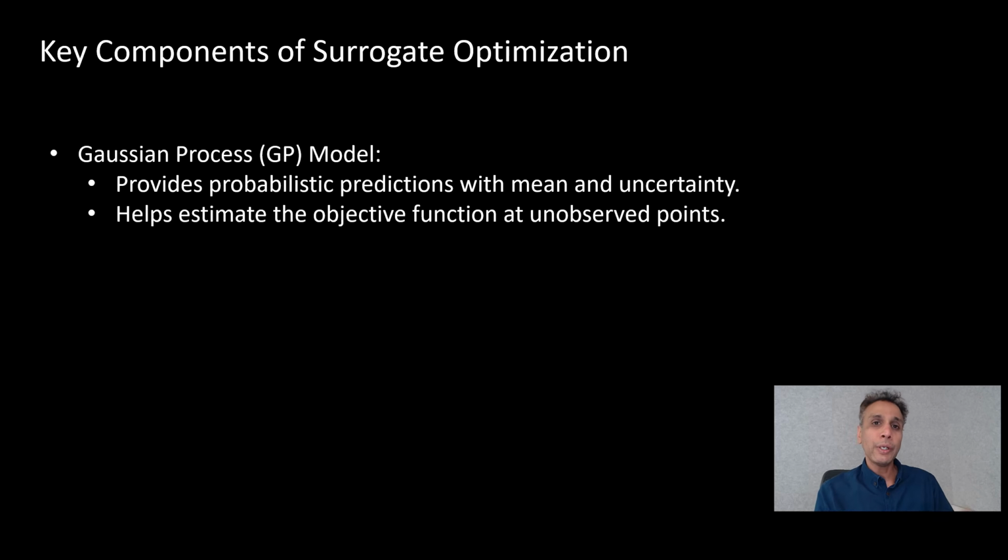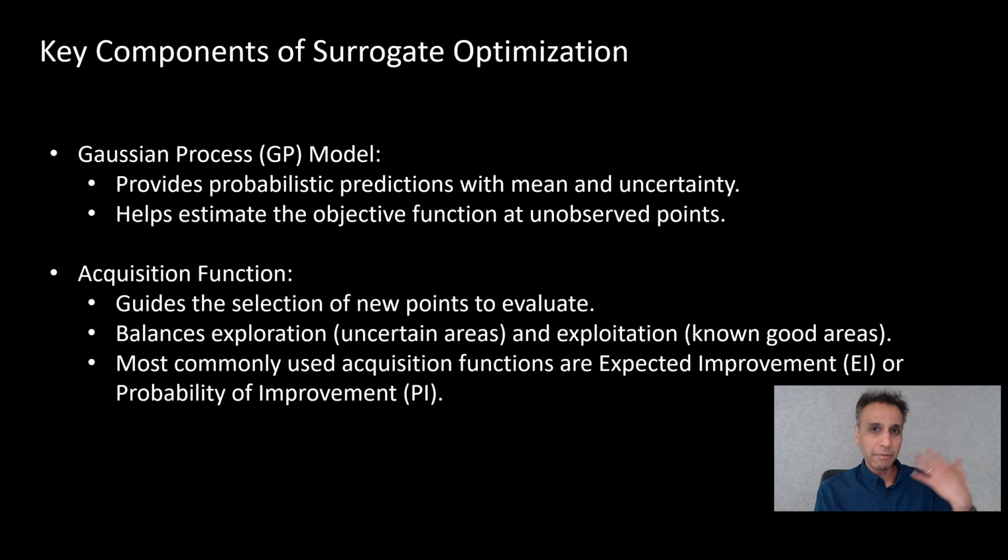What does that mean? When you apply this model onto your function, it doesn't just give you a value, it gives you the value, the mean, and also the uncertainty associated with that value. So obviously the term probabilistic prediction applies here. Why are we using this? To help estimate the objective function at unobservable points. Again, we'll jump into the code to slowly understand this.